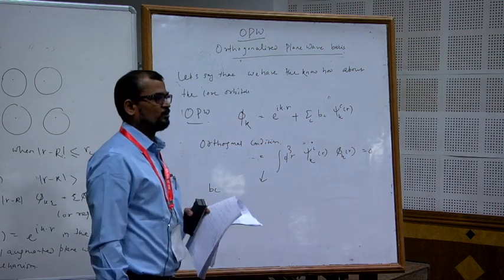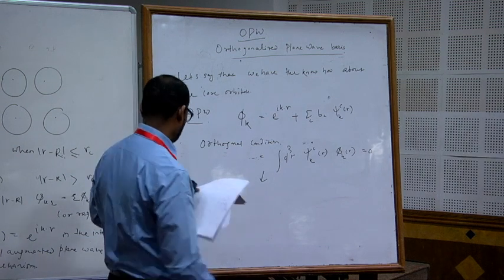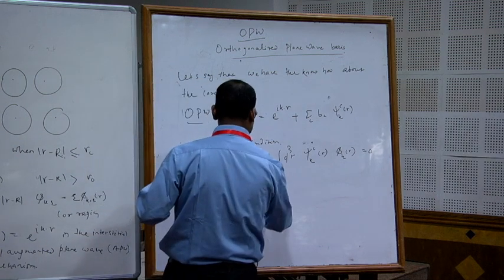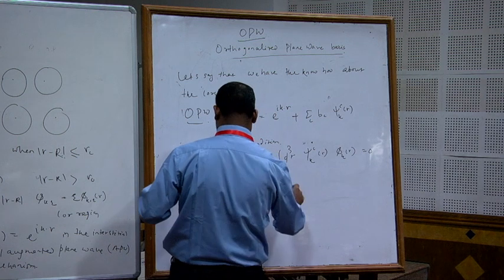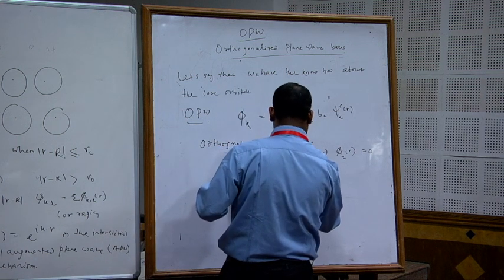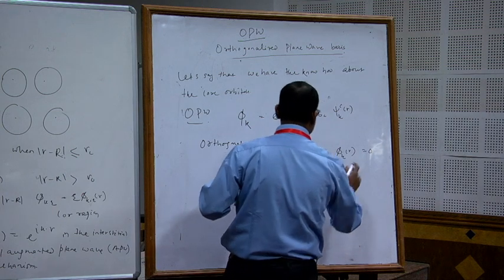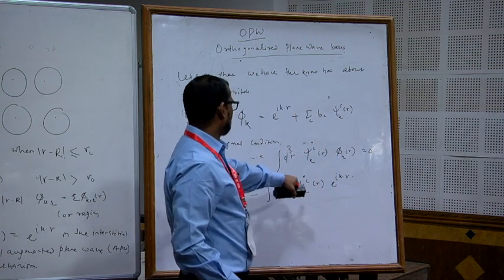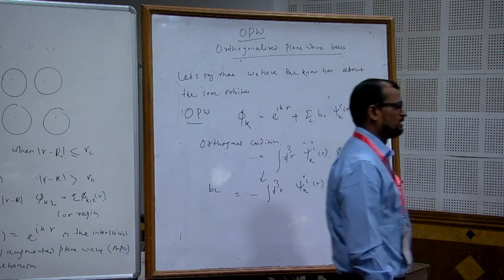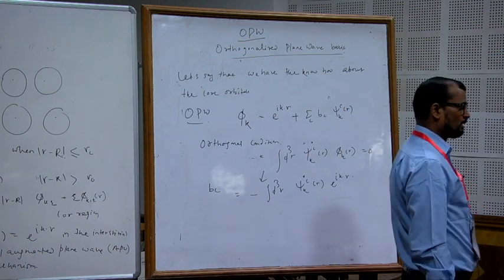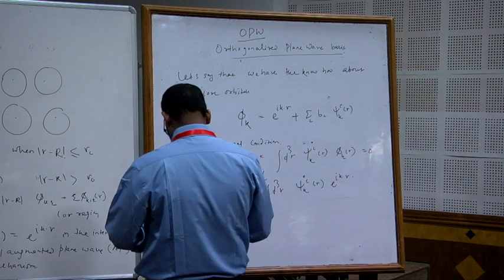If you impose this orthogonality condition, then what you get in return is the value of the coefficient b_c, which is nothing but the integral d^3r psi_k^c(r) e to the power i k r. Okay, so this stands for the core states that you have to know.